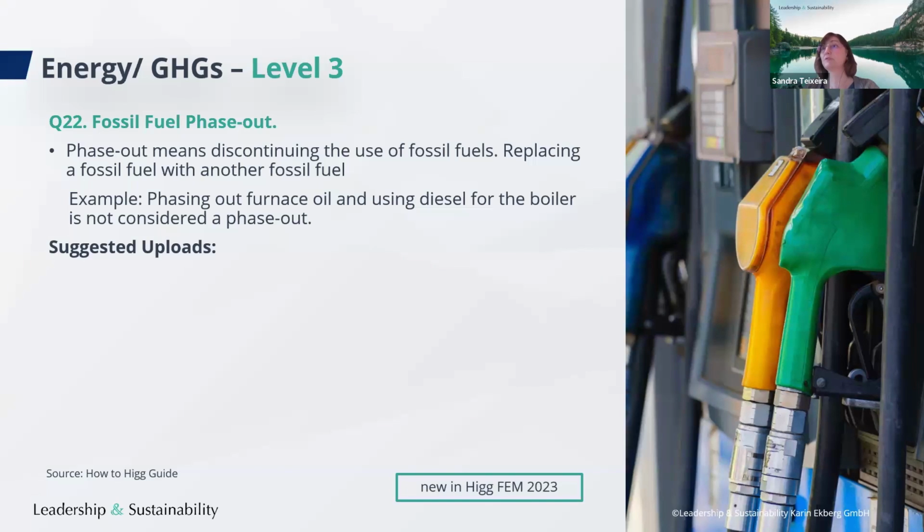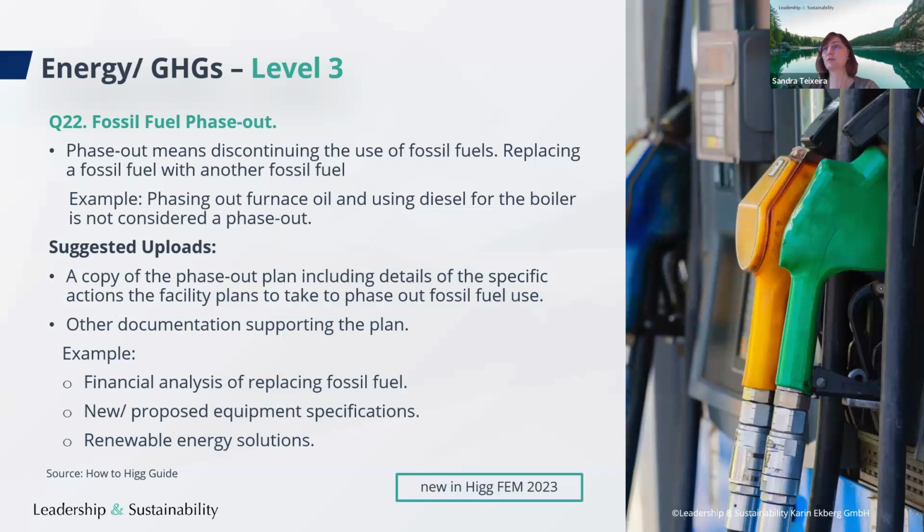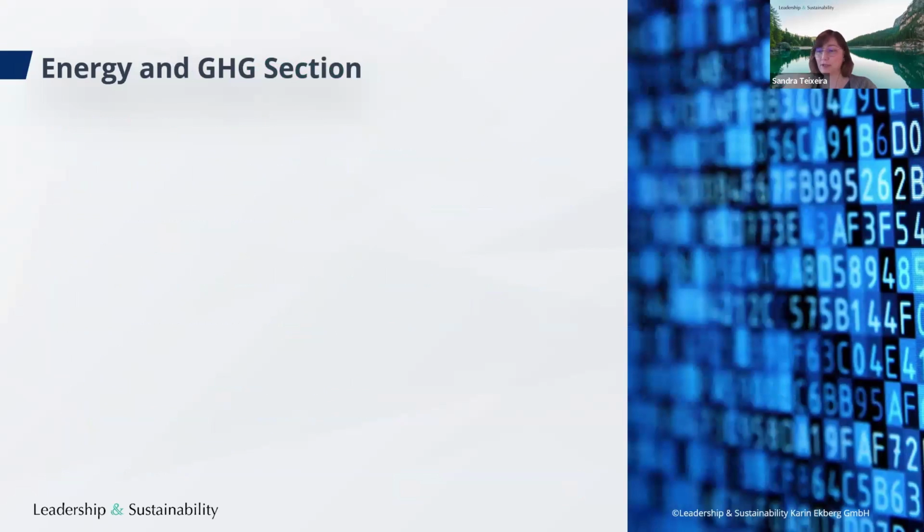And also looking into the requested documents, you should have a copy of the phase-out plan, including the details of the specific actions that the facility plans to take to phase out the fossil fuel, or any other documentation that will support this plan. As examples, we have financial analysis of replacing this fossil fuel, new or proposed equipment specifications, renewable energy solutions. So all of this documentation should be uploaded into the platform in order to support your answers.